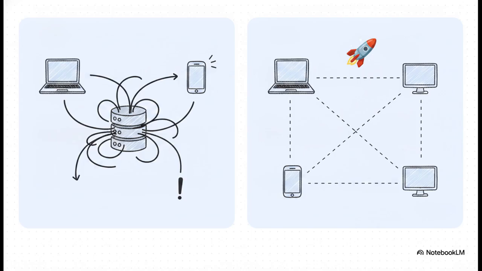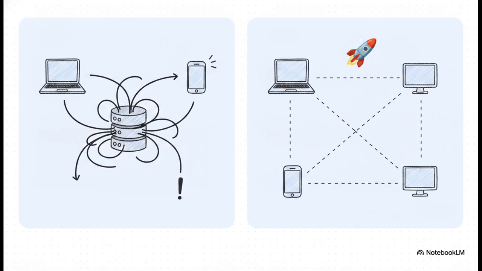Think about the traditional hub-and-spoke VPN for a second. We've all used these. Every single packet of your data gets funneled through one central server. It creates a massive central bottleneck. And honestly, it's kind of wild to think that traditionally, a single machine just sits in the middle, funneling and potentially snooping on all your traffic.